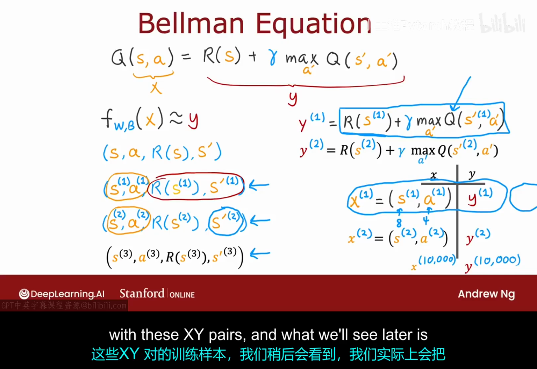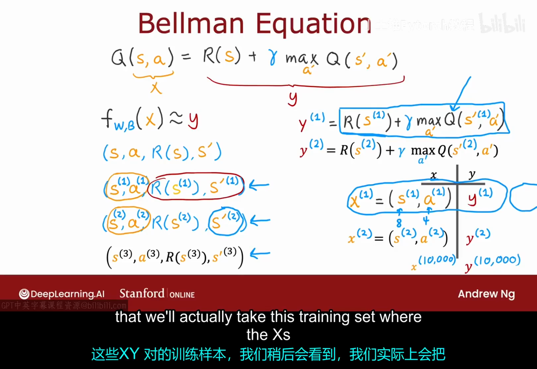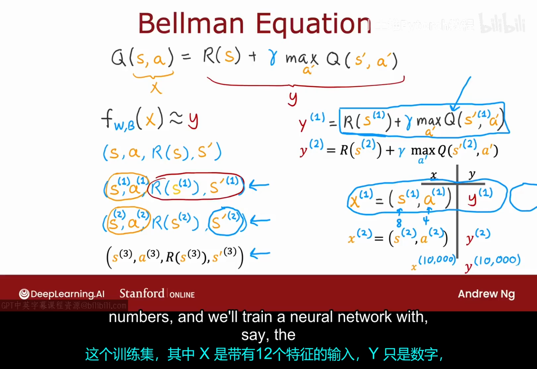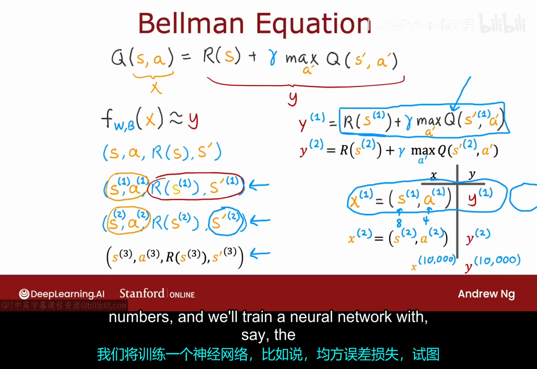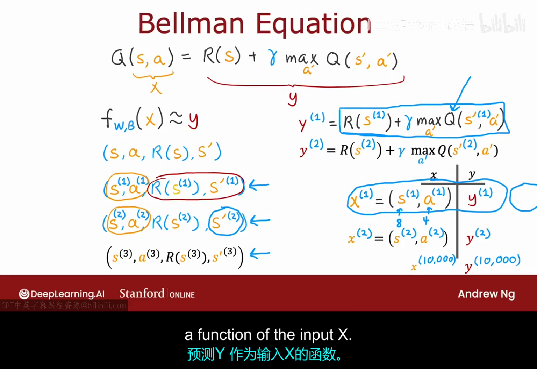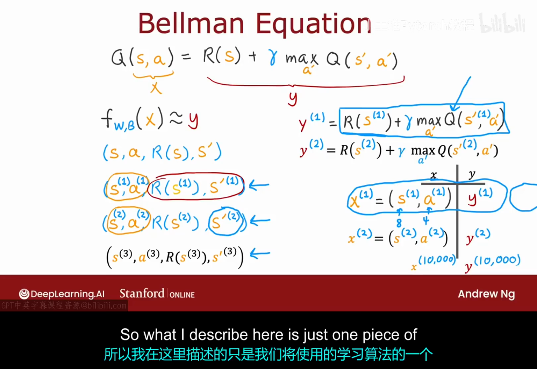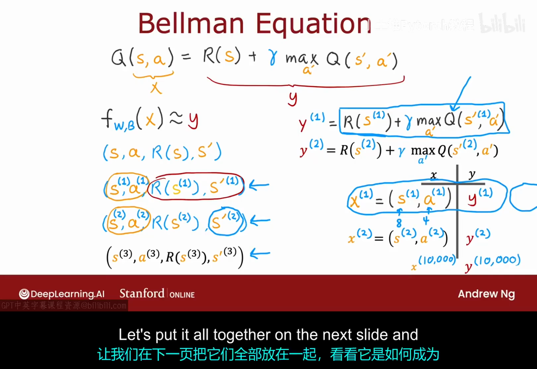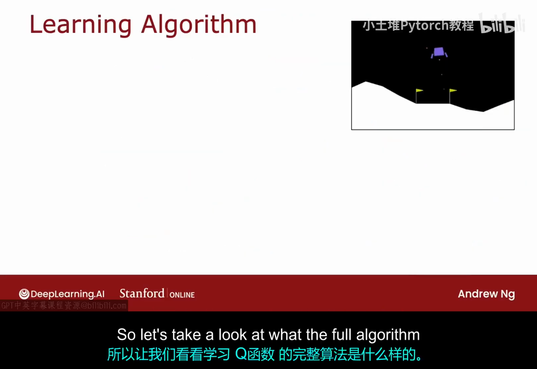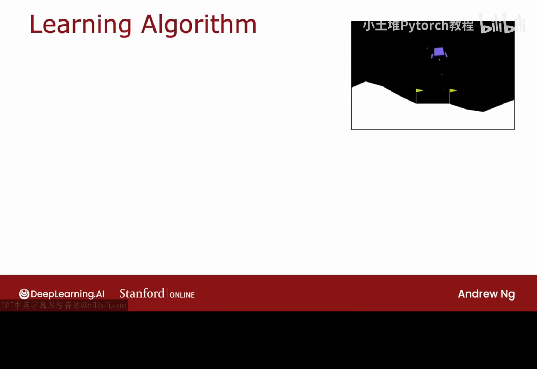And what we'll see later is that we'll actually take this training set where the X's are inputs with 12 features and the Y's are just numbers, and we'll train a neural network with, say, the mean squared error loss to try to predict Y as a function of the input X. So what I described here is just one piece of the learning algorithm we'll use. Let's put it all together on the next slide and see how it all comes together into a single algorithm. So let's take a look at what the full algorithm for learning the Q function is like.